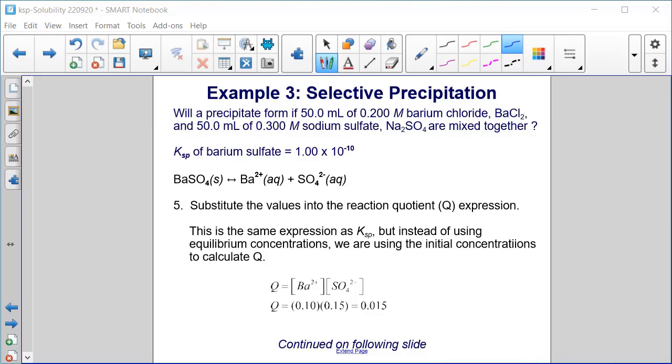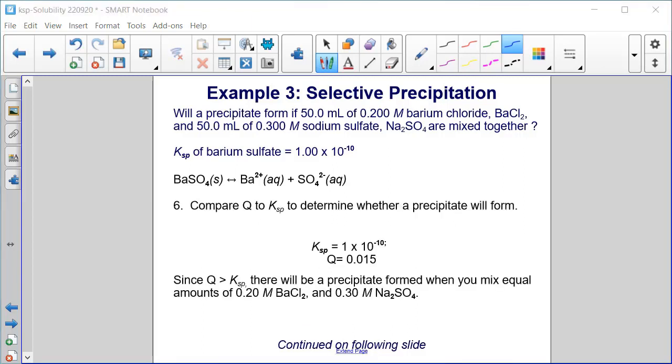Okay, so the barium concentration is 0.10. The sulfate concentration is 0.15. So we get Q equal to 0.015. Compare Q to KSP to determine whether a precipitate will form. KSP is 1 times 10 to the minus 10. Q is 0.015. Since Q is greater than KSP, there will be a precipitate formed when you mix equal amounts of 0.2 molar barium chloride and 0.3 molar sodium sulfate.